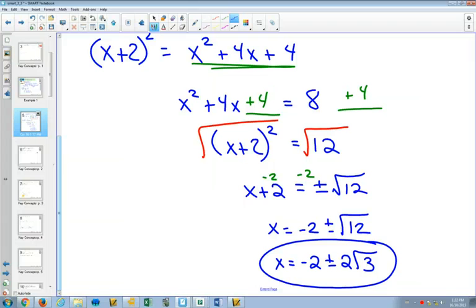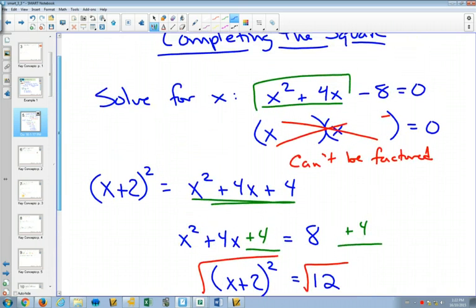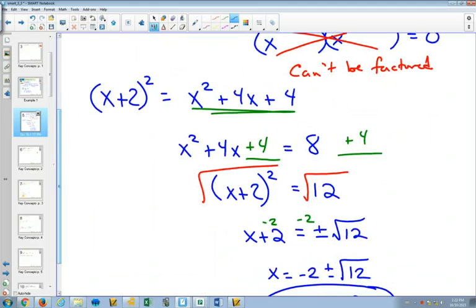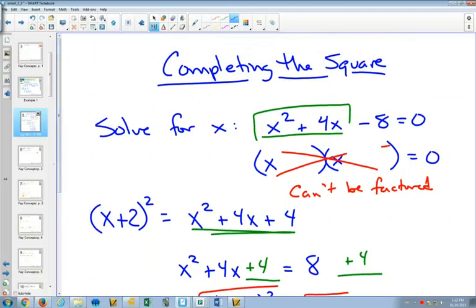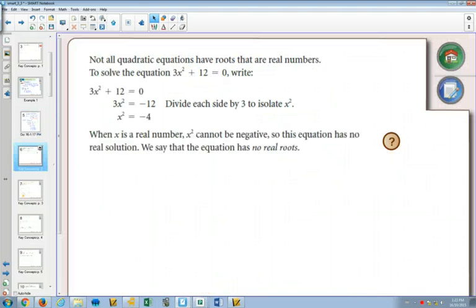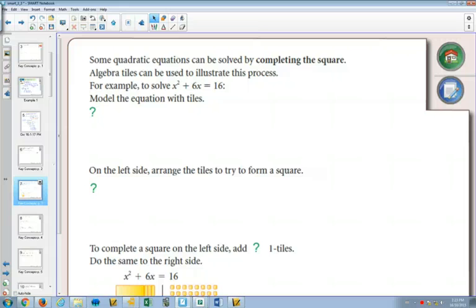This technique of changing something from something that can't be factored to something that has a square where you could square root, this technique is called completing the square.